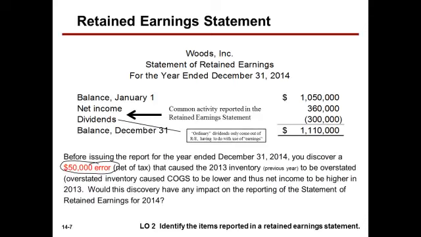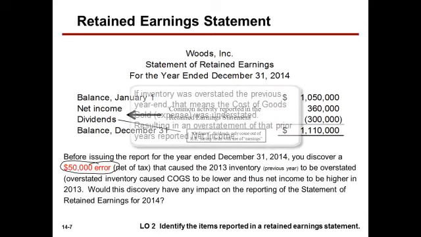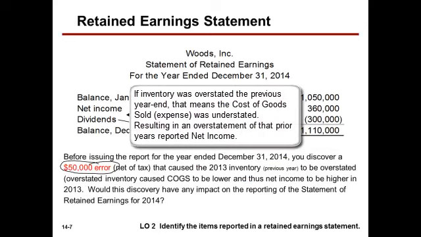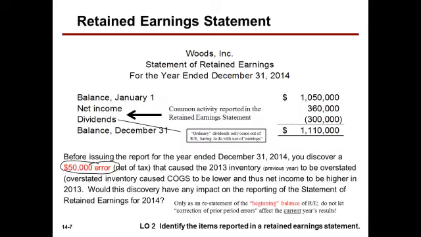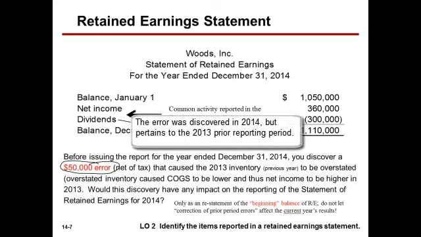Now, what happens if we do discover an error as we're about to publish some financial statements, in this case here for the year 2014? If an error was discovered, $50,000 related to a previous year, 2013, when that error is discovered, we're not going to modify the current year's results. We're going to restate the beginning balance of retained earnings. So the January 1 balance of $1,050,000 would be restated for the error discovered in the next year, but before the publication of the 2014 statements.